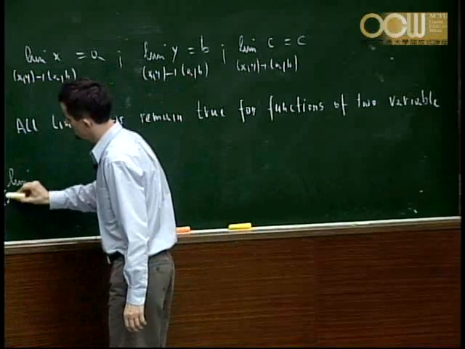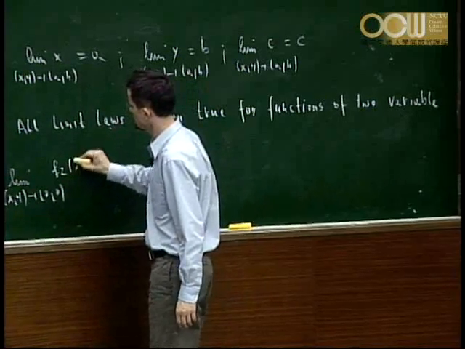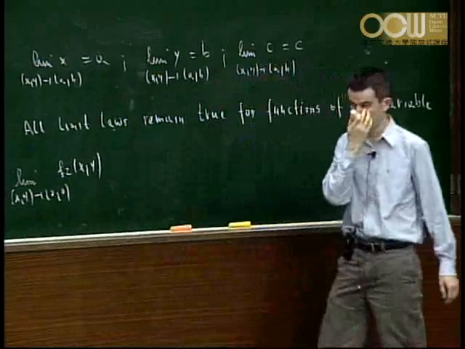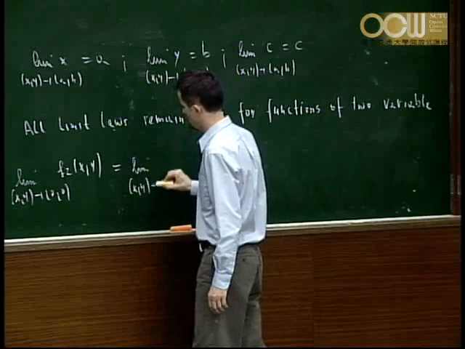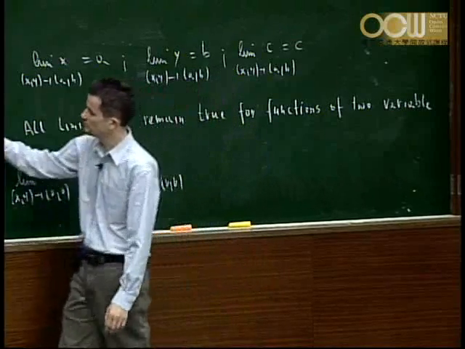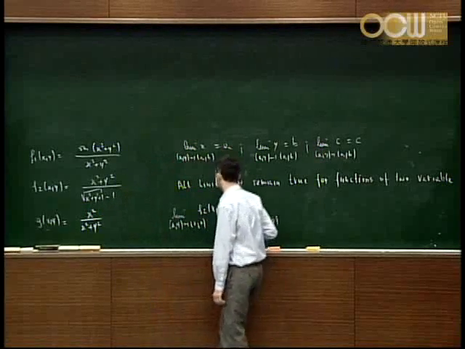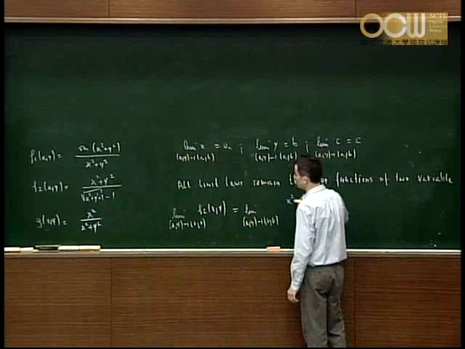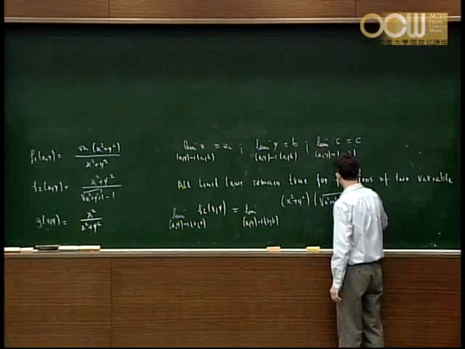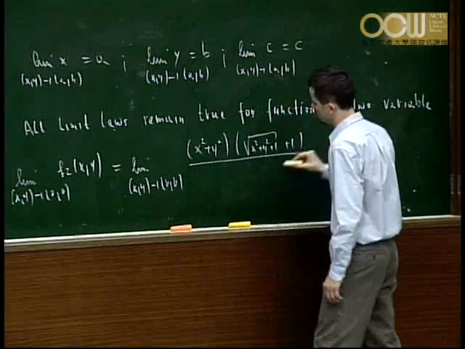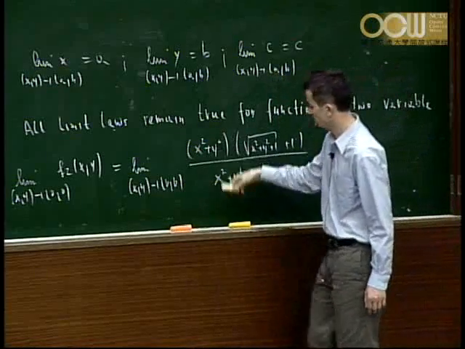So you have the limit as (x, y) tends to (0, 0) of this function. Now, what you do is you multiply numerator and denominator by the square root of x squared plus y squared plus 1, plus 1. Then what you get is x squared plus y squared, and here you have the square root of x squared plus y squared plus 1, plus 1, over x squared plus y squared plus 1 minus 1. And then you can erase this one.